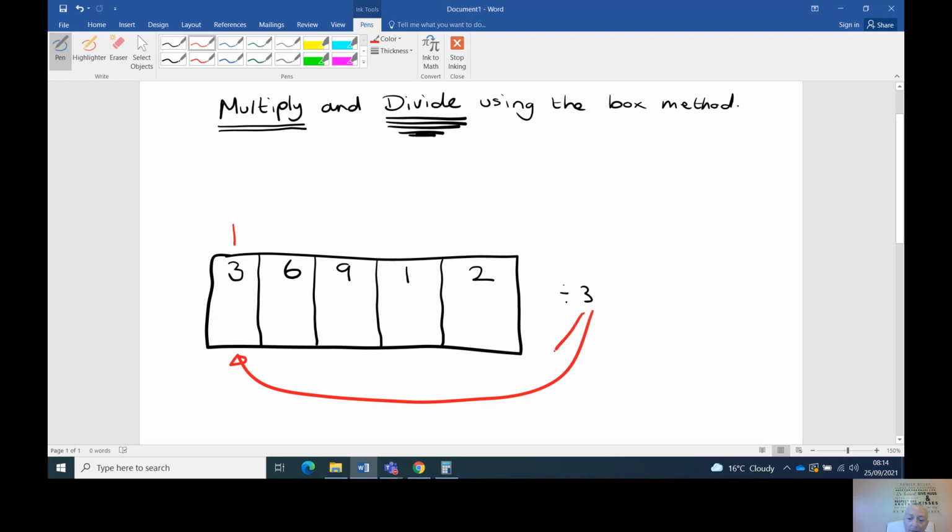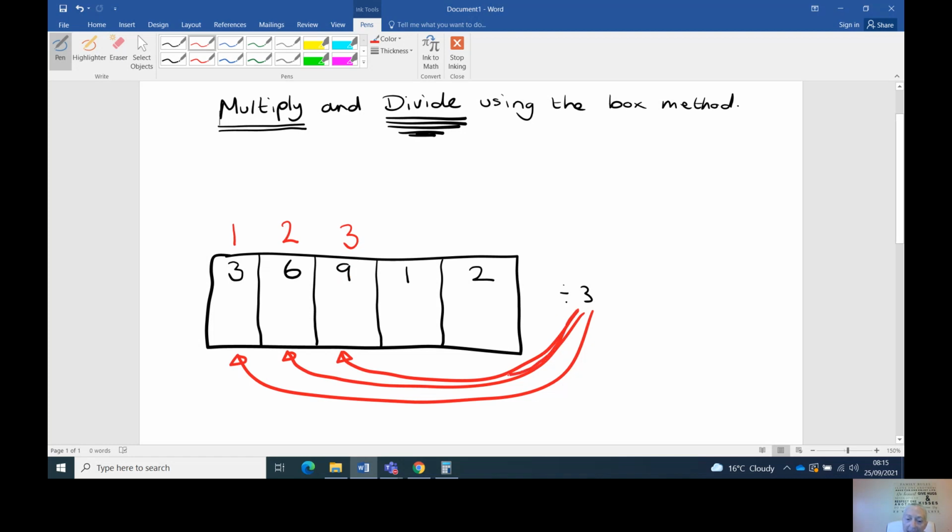Then we go to the next one. 3 into 6. 3, 6. So there's 2. 2 times 3 gives us 6. So there's no remainder. So we just go on to the next one. 9 divided by 3. Let's do our 3 times table. 3, 6, 9. So there's 3. And 3 times 3 is 9. So no remainder.